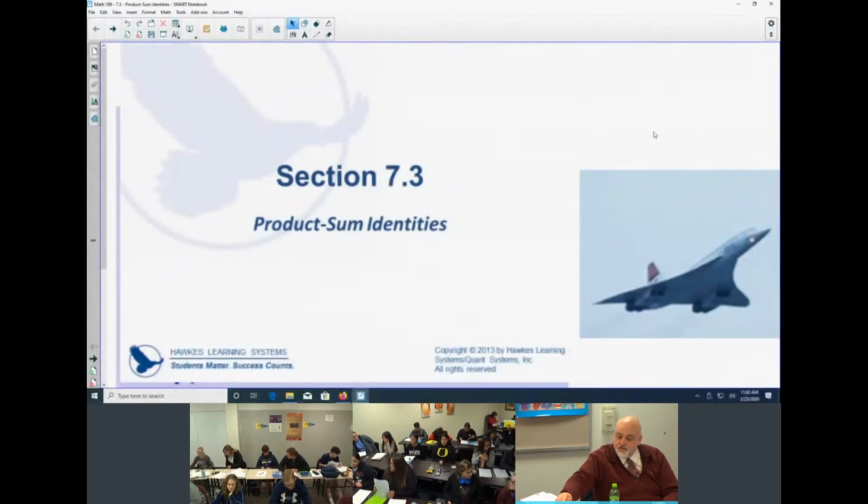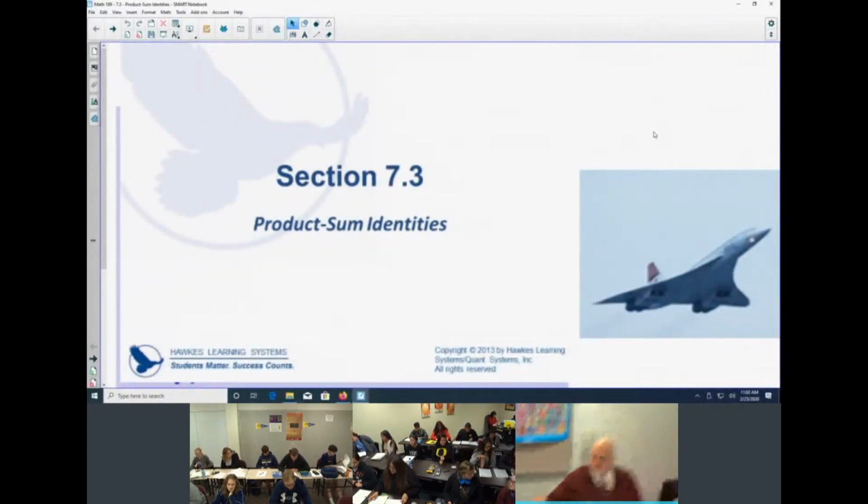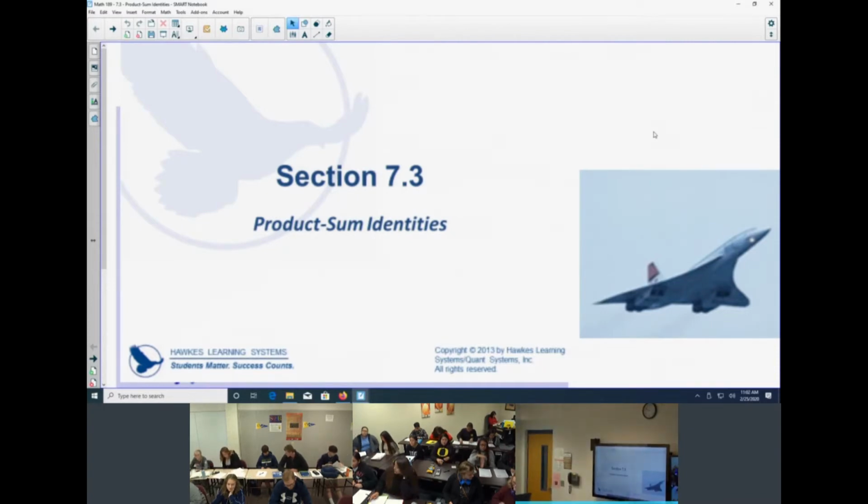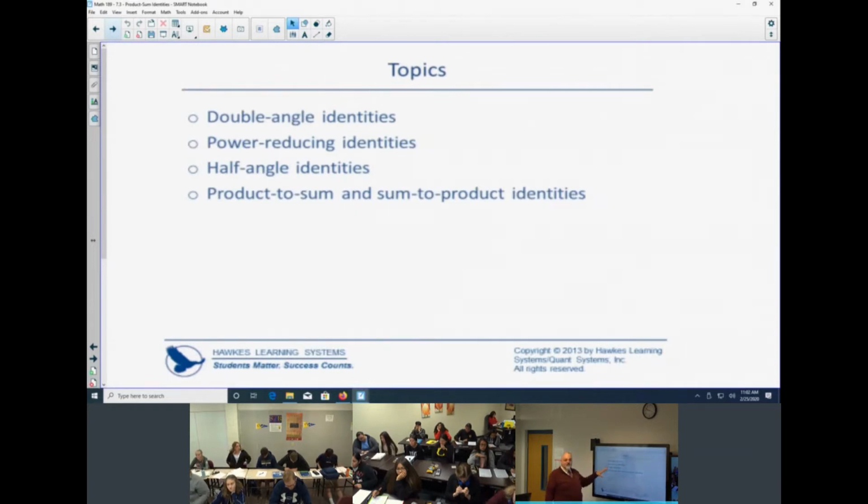All right. Well, let's go ahead and get started. Okay, so 7-3 is on what's called product sum identities. And so they're actually kind of broken down into 4 different categories. So double angle identities, power reducing identities, half angle identities, product to sum, and sum to product identities. So the idea is to not have you memorize all these formulas and identities, but to feel comfortable in using them and applying them to different situations.